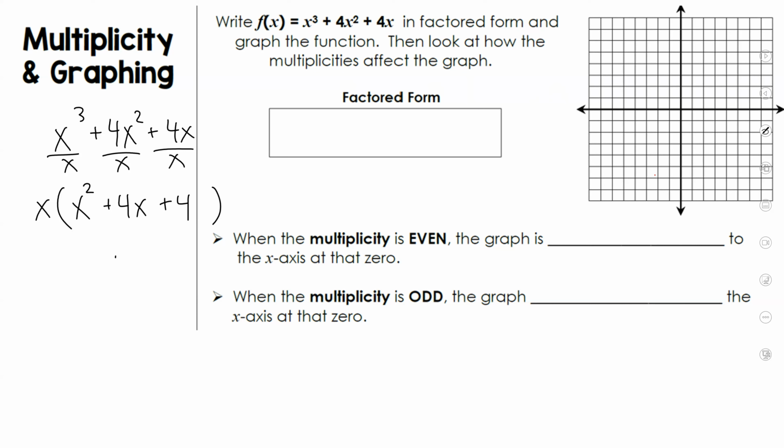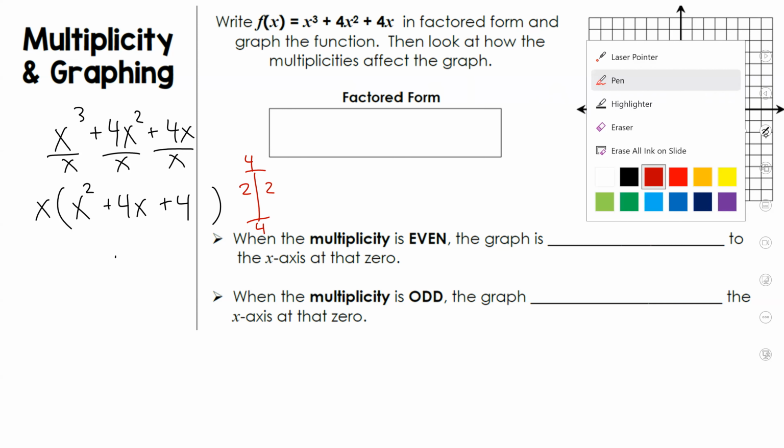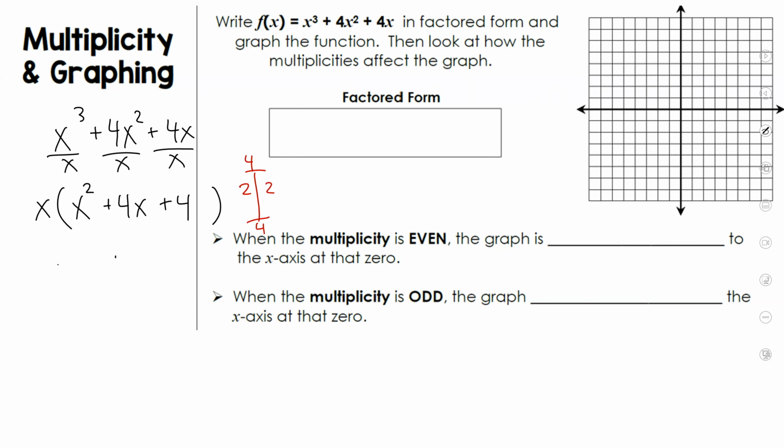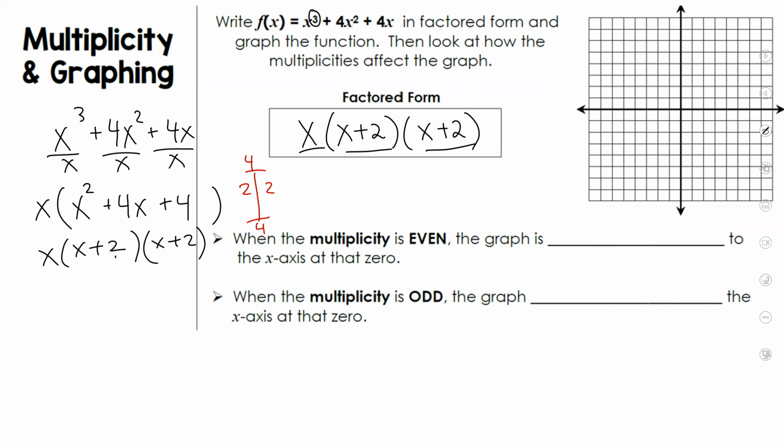Okay, I need two numbers that multiply to 4 and add to 4. 2 and 2. Okay, perfect. So that means my factors are, I have an x on the outside, and then I have x plus 2 and x plus 2. Those are my factors. So my factored form is x, x plus 2, x plus 2. You need 1, 2, 3 factors because this is a third degree polynomial.